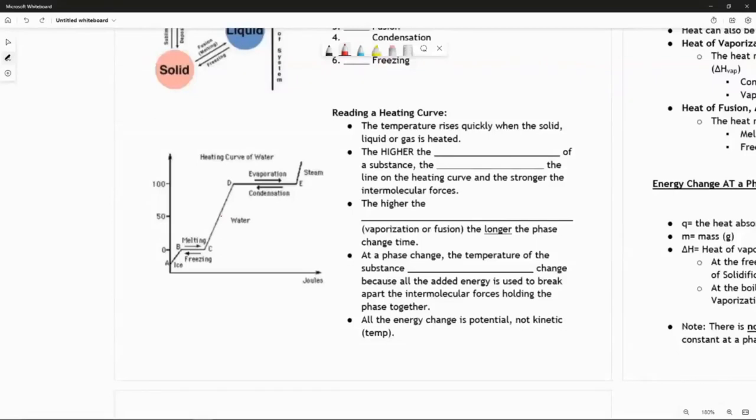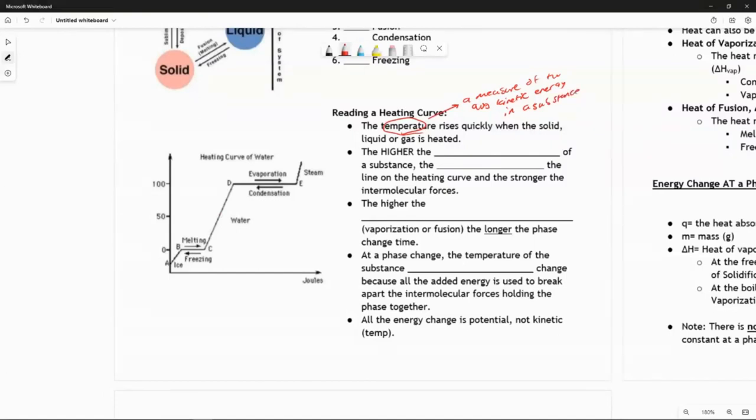Alright, Thermochemistry Notes Day 2. Reading a heating curve. The temperature rises quickly when the solid, liquid, or gas is heated. The temperature is a measure of the average kinetic energy in a substance. This is day 1.